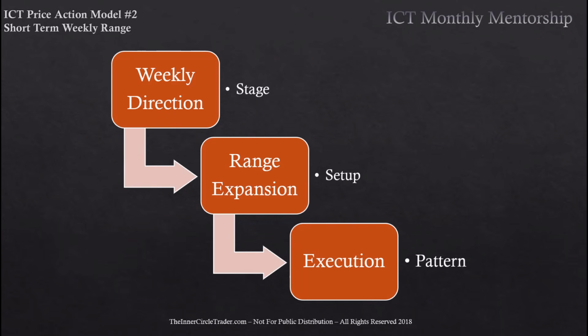And specifically, on a larger perspective, the stage is going to be our weekly direction. That means we have to have a directional bias for the weekly candle. Okay, and the setup is going to be our range expansion. And our pattern is going to be based on the PD array matrix and looking for opposing PD arrays.